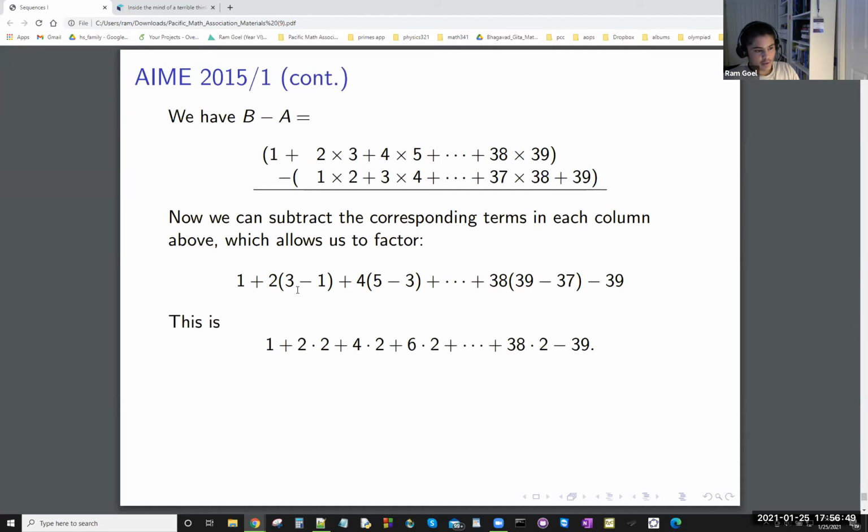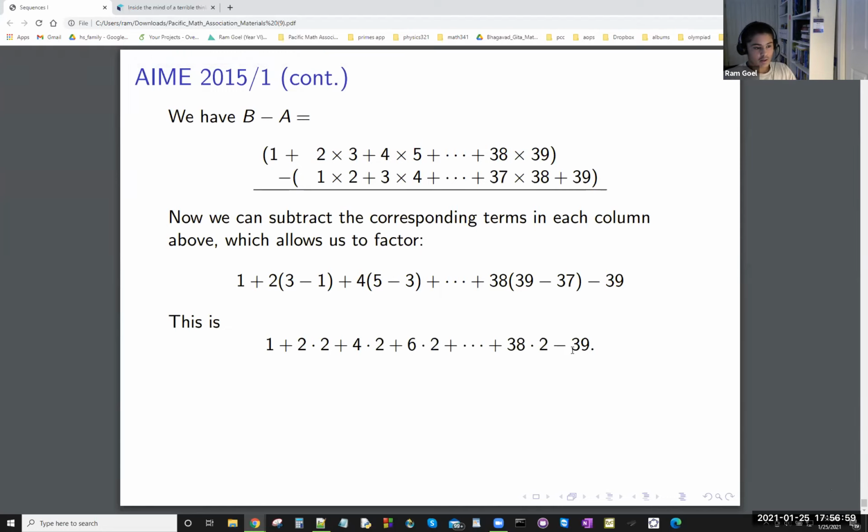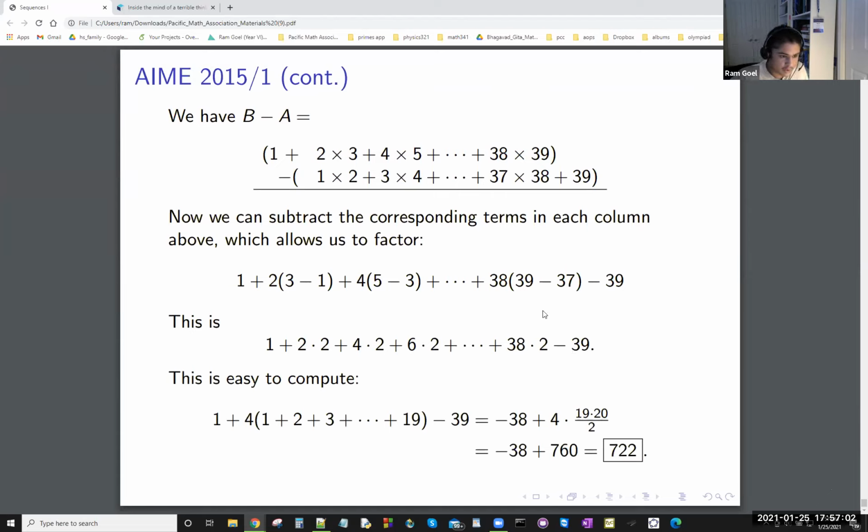So the point is that the sum is now 1 plus 2 times 2 plus 4 times 2 all the way plus 6 times 2 all the way till 38 times 2 minus 39. Now, this is pretty easy to evaluate. We can basically group this 2 times 2 plus 4 times 2 and so on. We can factor out a 4 because all of them are divisible by 4. It'll be 4 times 1 plus 4 times 2. This is 8, which is 4 times 2. This is 12, which is 4 times 3, and so on.